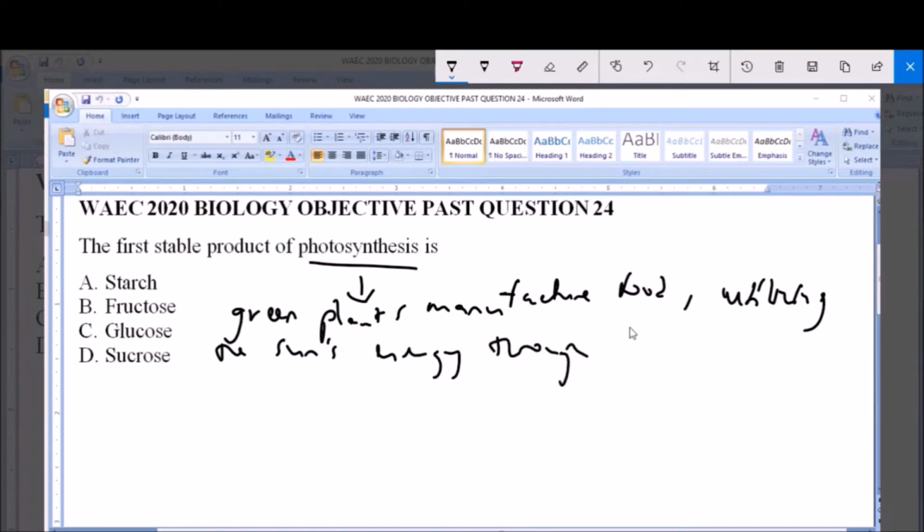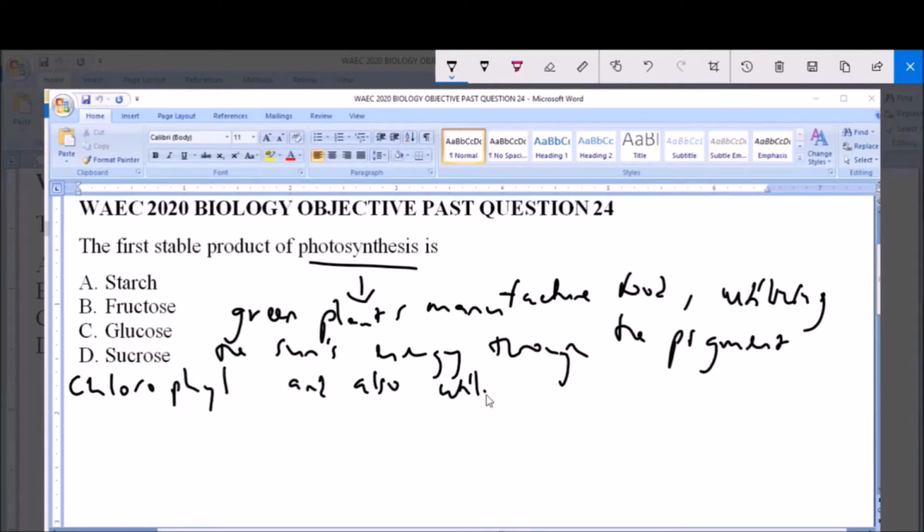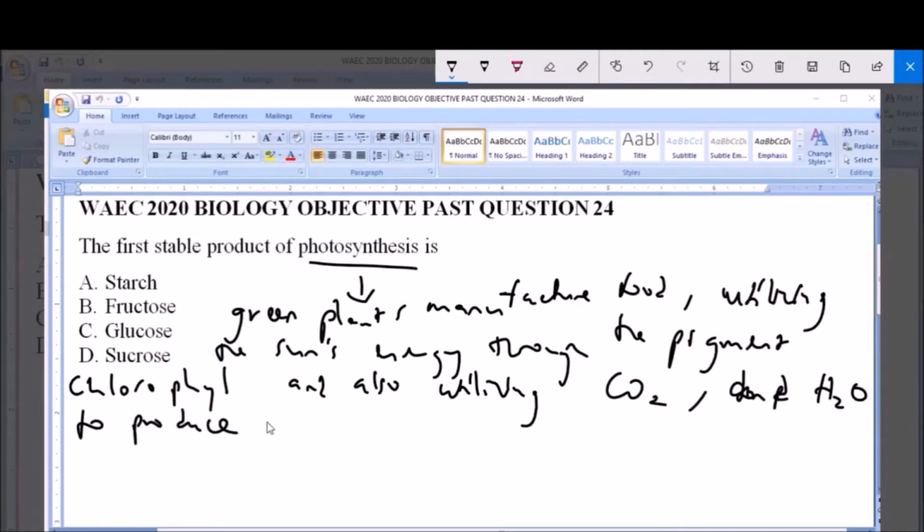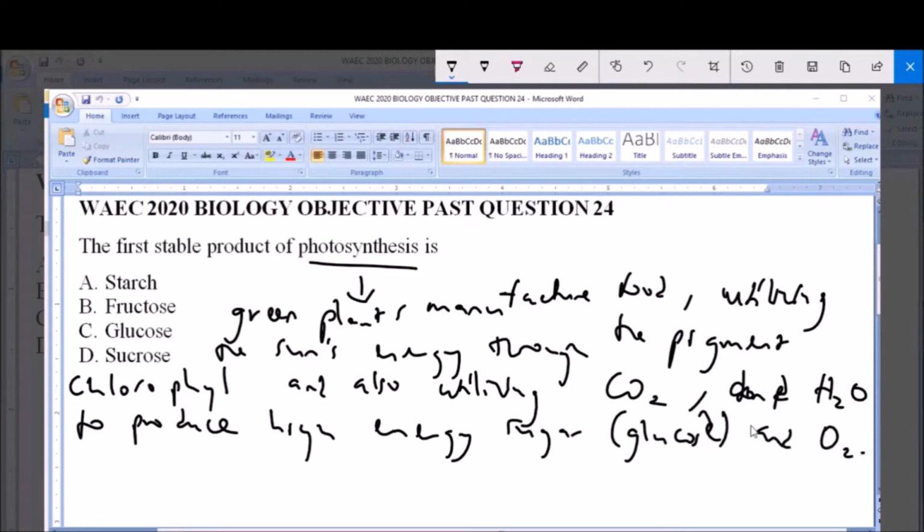through the pigment chlorophyll, and also utilizing carbon dioxide and water to produce high energy sugars, which is glucose. The first product is glucose, and oxygen. So this is what photosynthesis entails.